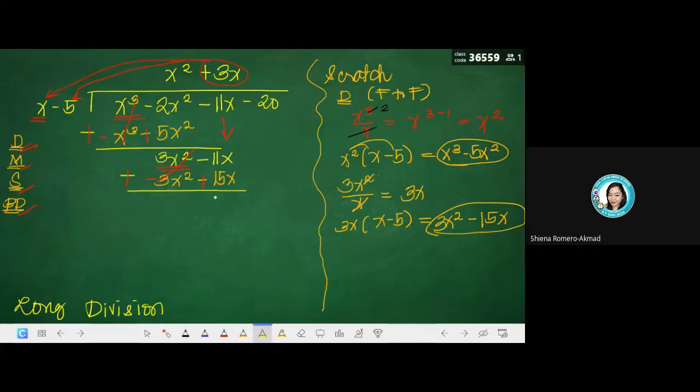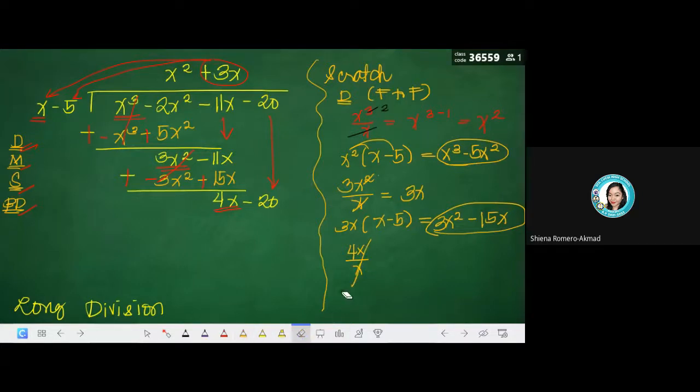Okay? So, we have here positive 4x. So, next step is to bring down. So, kung nag-bring down tayo, we will bring down negative 20. Okay? Now, we have 4x minus 20. So, again, the same step. Yung first to first, you have 4x divided by x. So, cancel na.